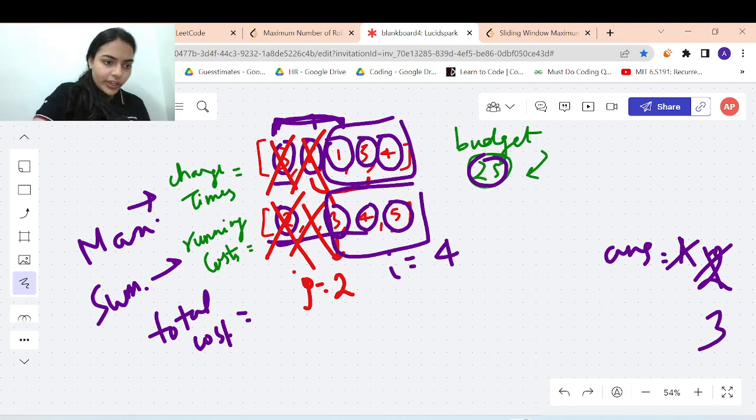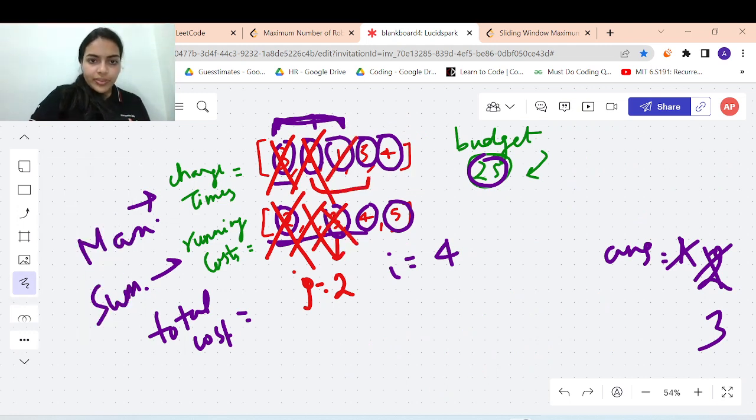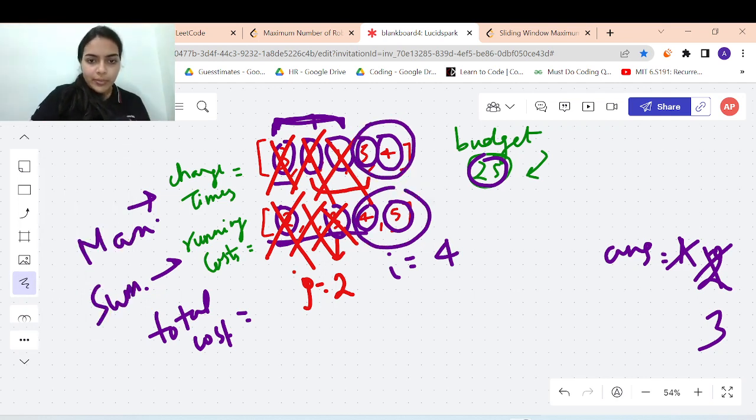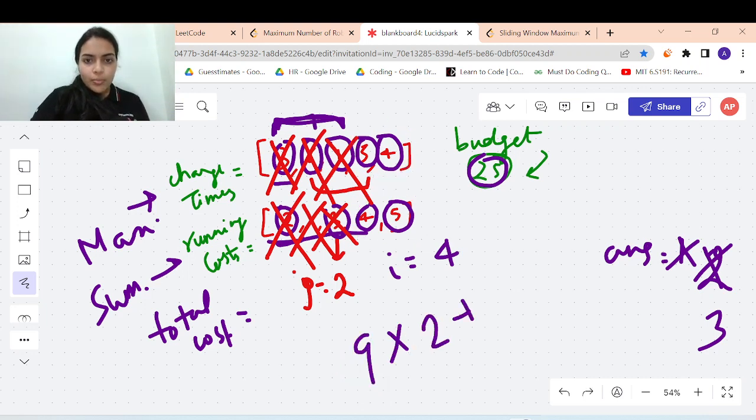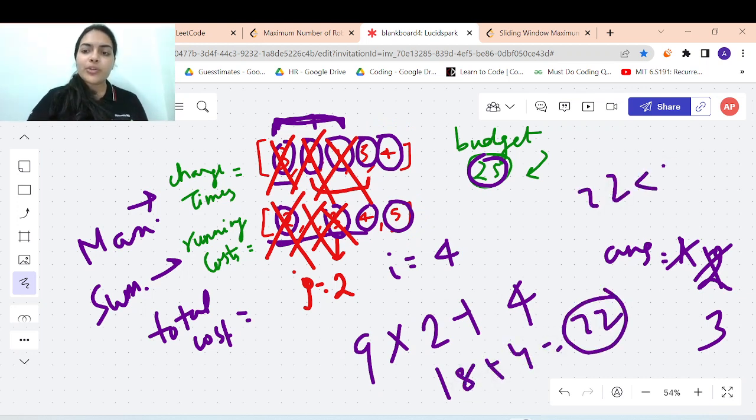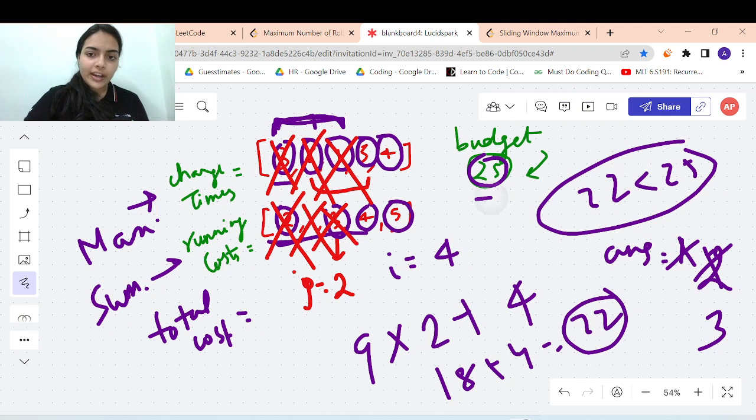So what we are going to do, we are going to remove from the back side. Okay, so obviously we will remove these elements, right? And now we have 2 elements. Let's consider what is the cost. 4 plus 5 is equal to 9. 9 into 2 plus maximum value is equal to 4. 18 plus 4 is equal to 22. 22 is within budget. 22 is less than 25, right?